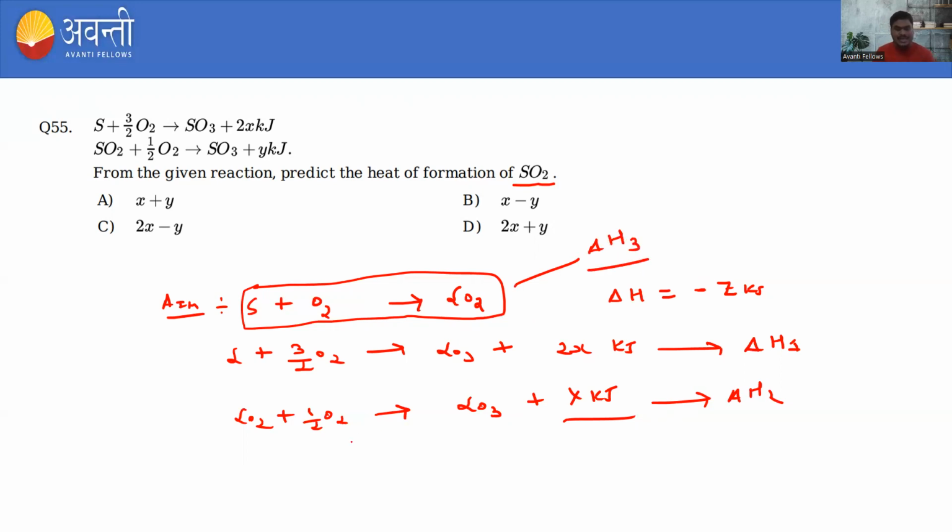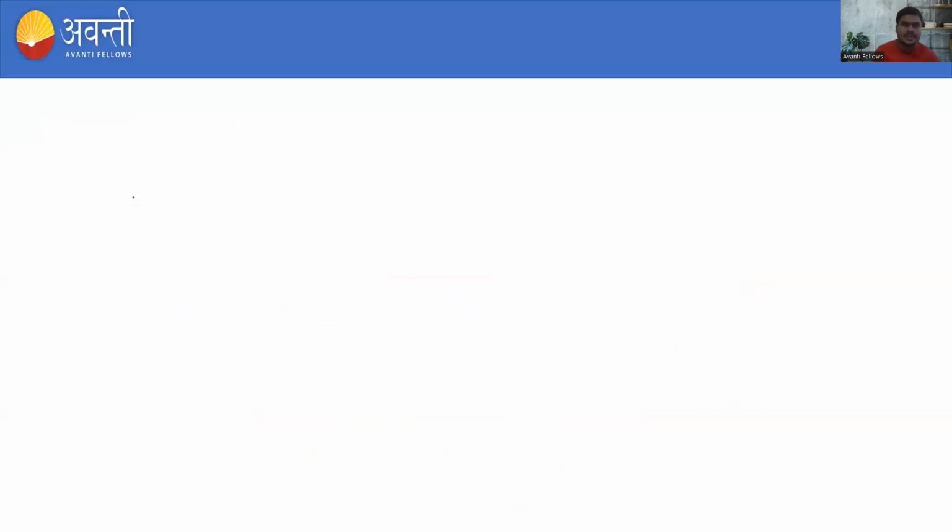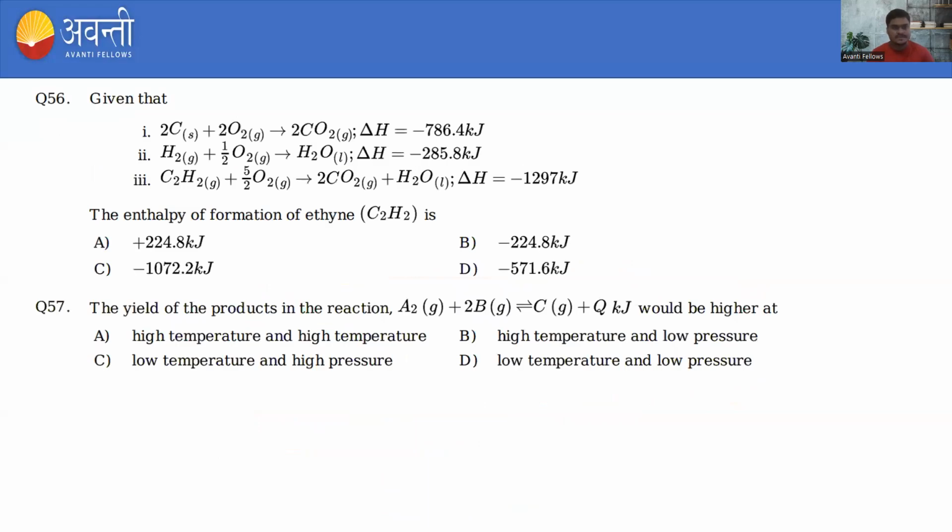Just add delta H3 plus delta H2, and you will get delta H1. So what is delta H3? That is nothing but minus Z. This is Y and this is minus 2x. So Z comes out to be 2x minus y. Which option is correct? There is a 2x minus y, that is C. So option C is absolutely correct.